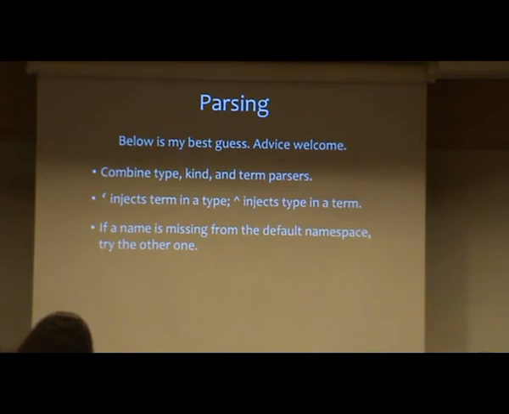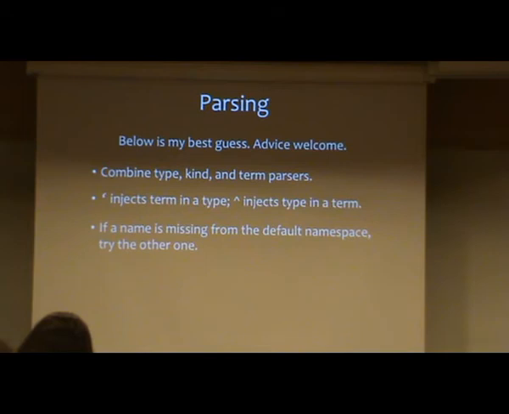Then the next question is how do I resolve names? We already have the idea that a tick mark can inject a term into a type, right? Because we can promote data constructors that way. I also want to propose caret for going the other way around. And then just like we have today, if a name is missing in the namespace that we first look in, we're going to look in the other namespace. Ideally we'd have maybe one namespace like other dependently typed languages, but this is where we are. We have to work with what's there.